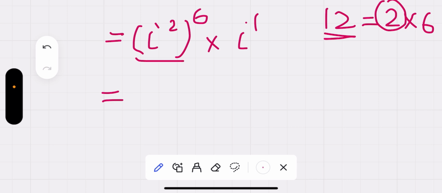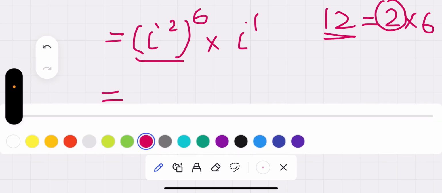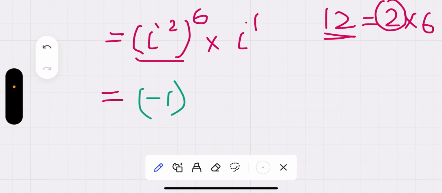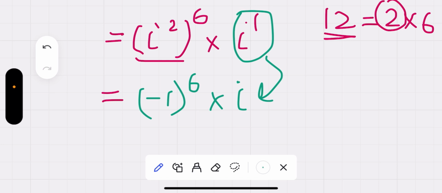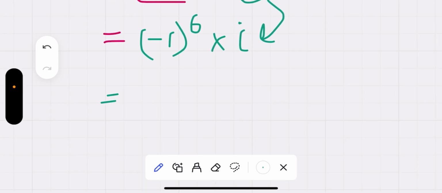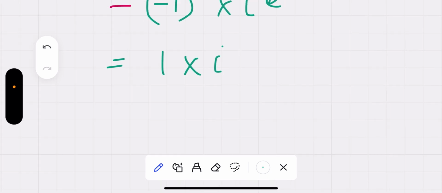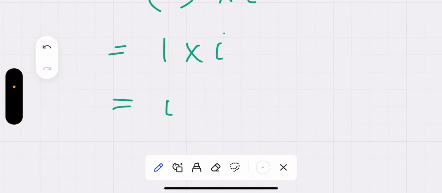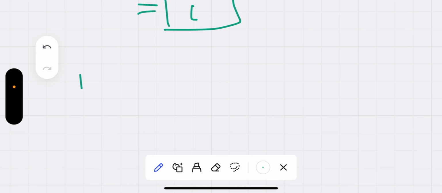Since iota square is minus 1, so we can write here minus 1 power 6 times iota. This iota power 1 we can simply write iota. And minus 1 power 6 is plus 1 multiply iota. 1 times iota is iota. This is the answer.